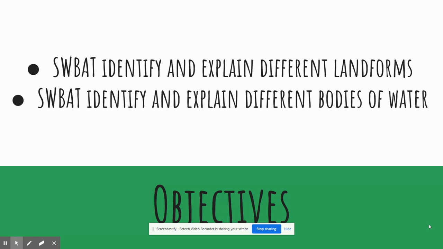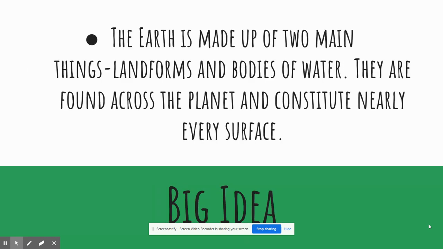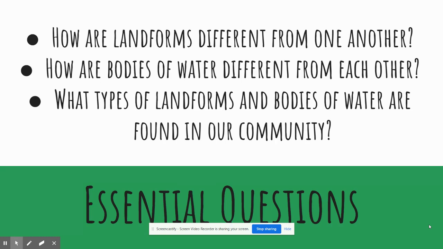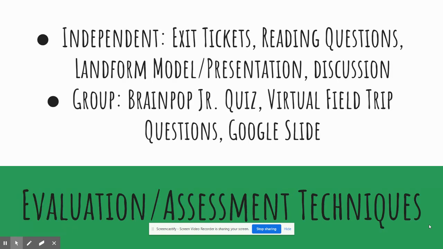The objectives are that students will be able to identify and explain different landforms, and students will be able to identify and explain different bodies of water. The big idea of the lesson is that Earth is made up of two main things: landforms and bodies of water. They are found across the planet and constitute nearly every surface. The essential questions being posed are: how are landforms different from one another? How are bodies of water different from each other? And what types of landforms and bodies of water are found in our community?